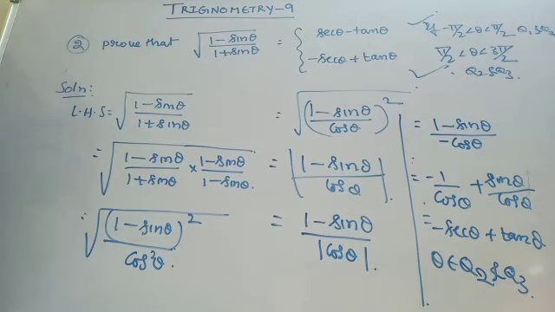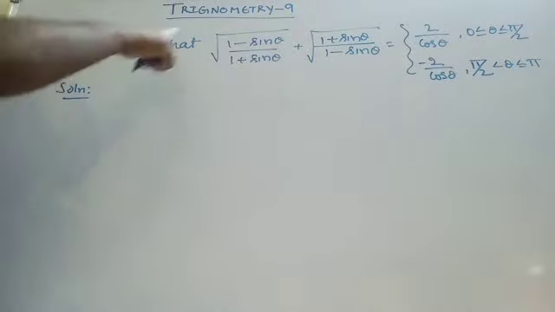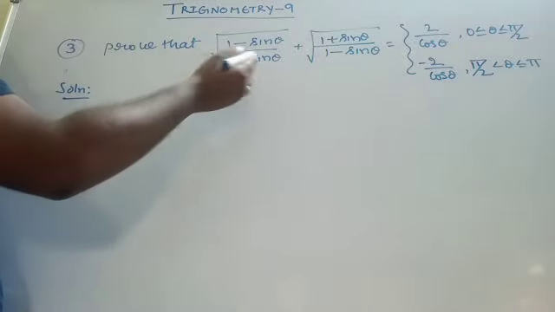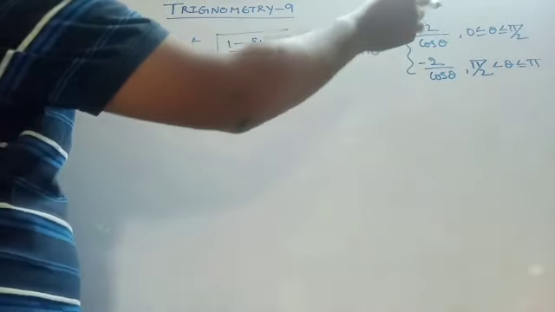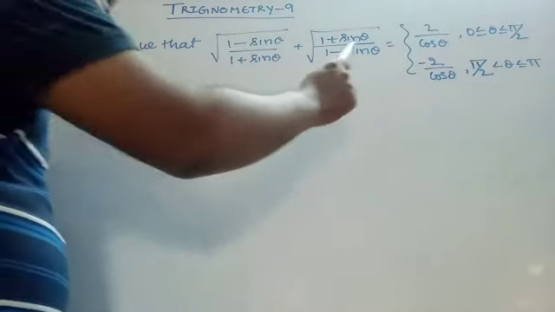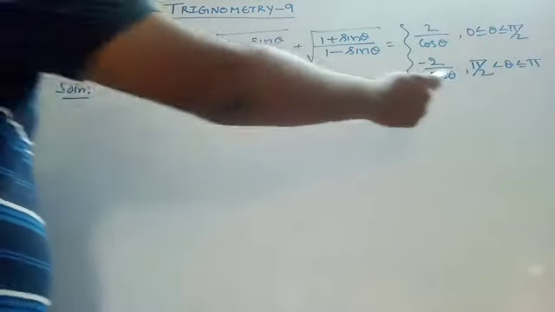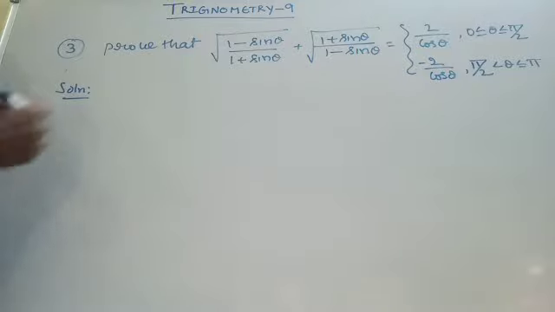In this way we will do these beautiful problems. These are very much helpful for competitive examinations. Now we have one more fabulous problem, the third one. Prove that square root of (1 minus sin theta) by (1 plus sin theta) plus root over (1 plus sin theta) by (1 minus sin theta) equals 2 by cos theta if theta belongs to the first quadrant, that is from 0 degrees to 90 degrees, and it is minus 2 by cos theta when theta belongs to 90 to 180 degrees. That means it is in the second quadrant. Let us try to do this particular problem.